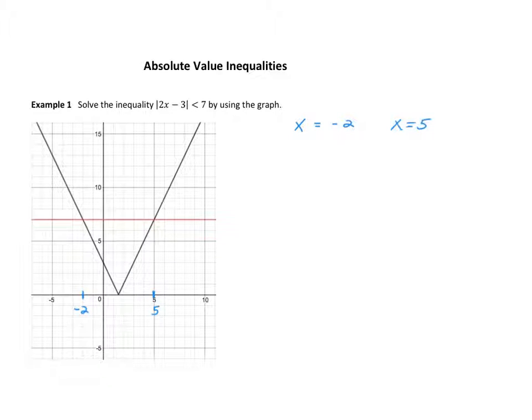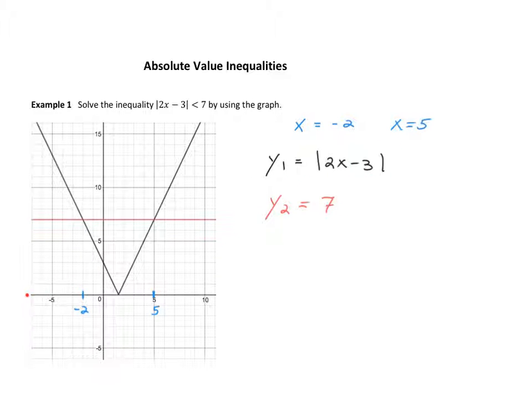The answer to the inequality is going to be one of two options. It's either going to be everything that's between these two values, or it's going to be everything that is on the outside of these two values. The way I have this graph, in place of y1 is the absolute value of 2x minus 3, and in place of y2 is 7. Let's figure out where this graph is lower than this graph.